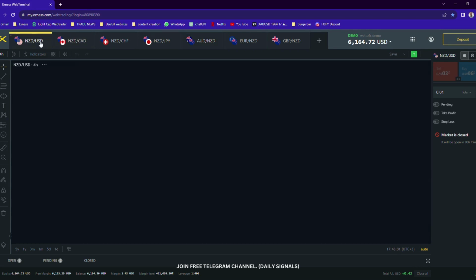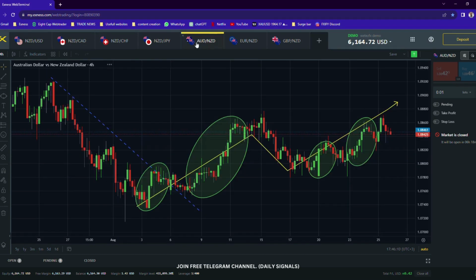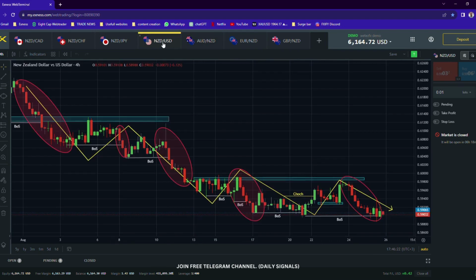If we look at New Zealand USD, straight from the beginning of August till 3rd, we have a big impulse move. We are seeing that push on 3rd, a push to the upward side, but it was a little bit small there. So let's come back to New Zealand. We see another push around 8th and around 10th.